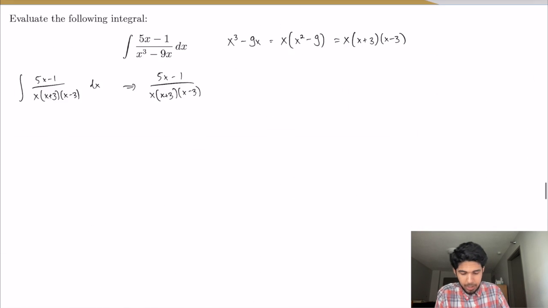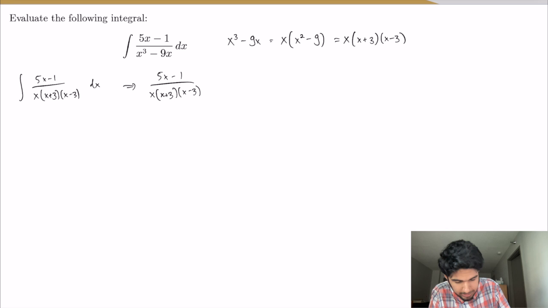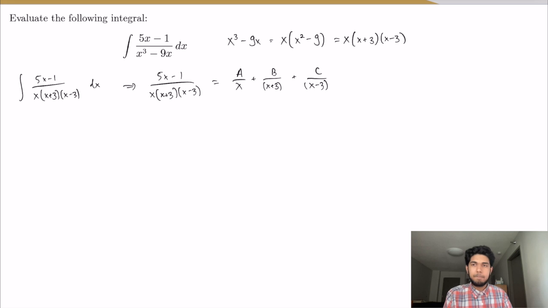So with all of that in mind, we're going to say that this fraction is going to be equal to a over x plus b over x + 3 plus c over x - 3. That's our idea. But now we have to solve for a, b, and c. So how are we going to do that? Well, as we saw in the previous example, we should combine it into one fraction and then solve the numerator. So how should we do this?